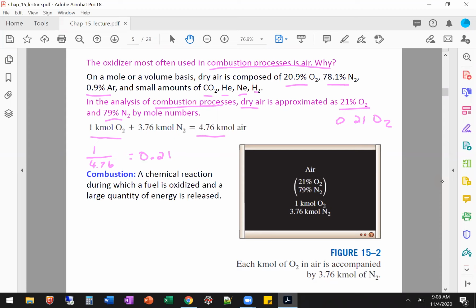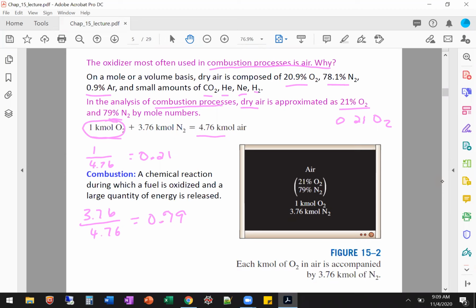Okay, and then if you take 3.76 and divide it by 4.76, you're going to get 0.79. If I can write a 7. Okay, so that's your 21%, 79%. But we're just looking at, since oxygen is the oxidizer, we just want it easier on our balance equation.